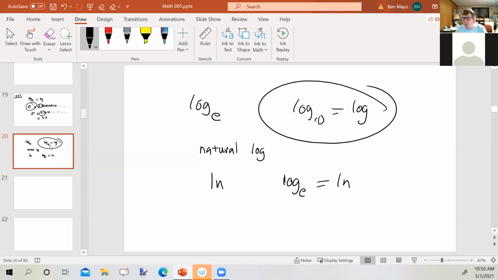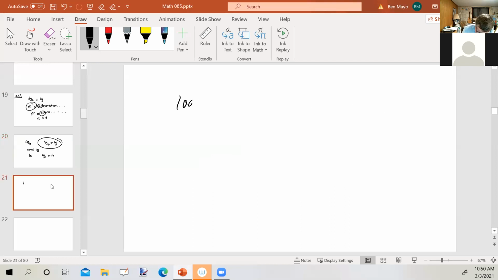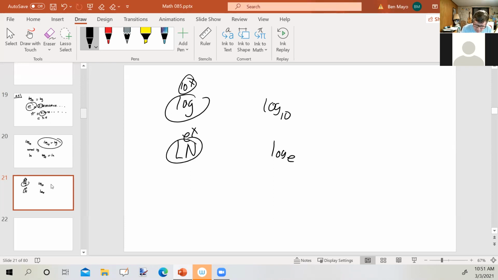Now, if you have your calculator handy and you look at it, you'll see that over on the left column, there's the button log, like we talked about yesterday, and the second function key is 10 to the x. Right below it, there's a button that says ln, and its second function key is e to the x. So the 10 to the x reminds you that log base 10 is log, and the e to the x reminds you that log base e is ln. Okay, so we have to get used to that shortcut notation.